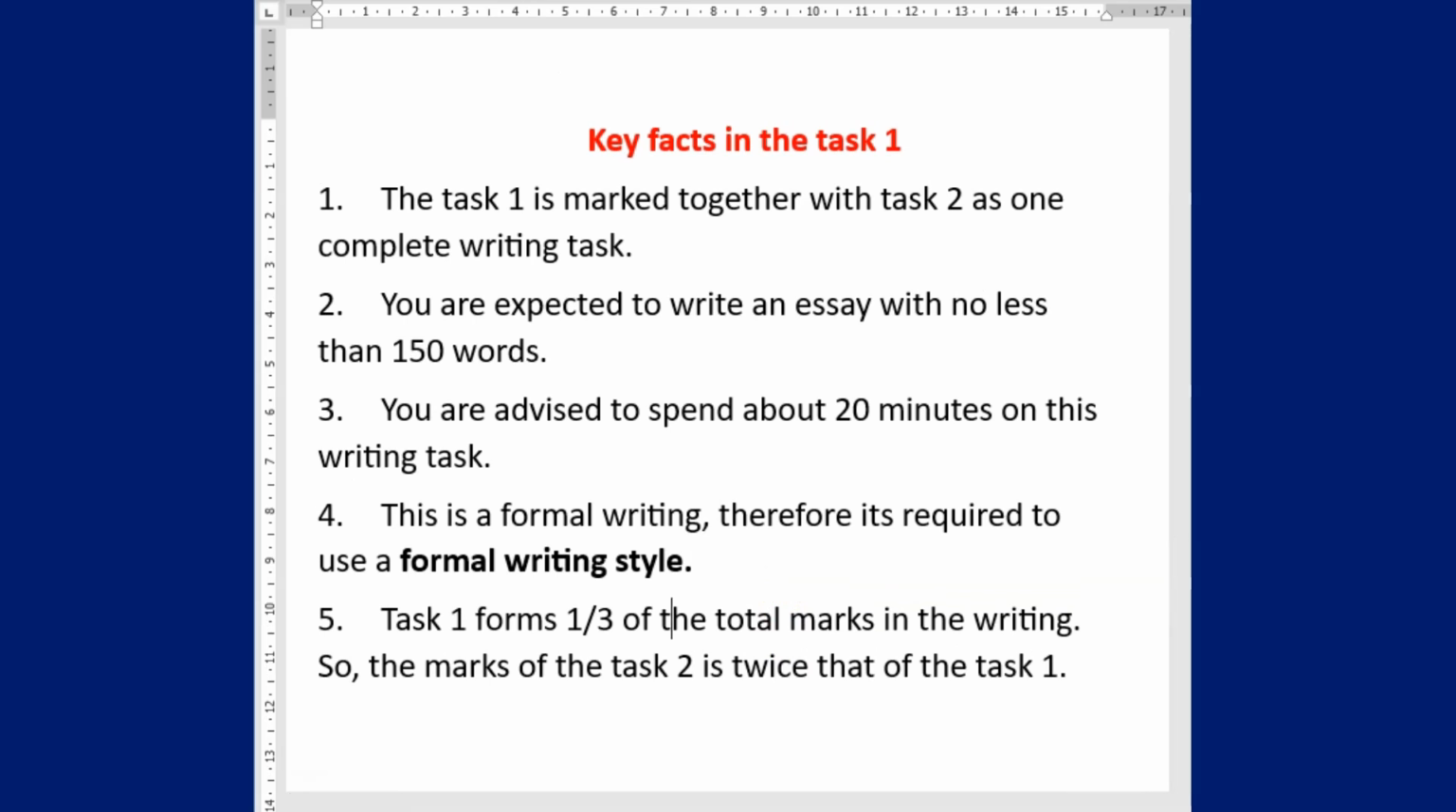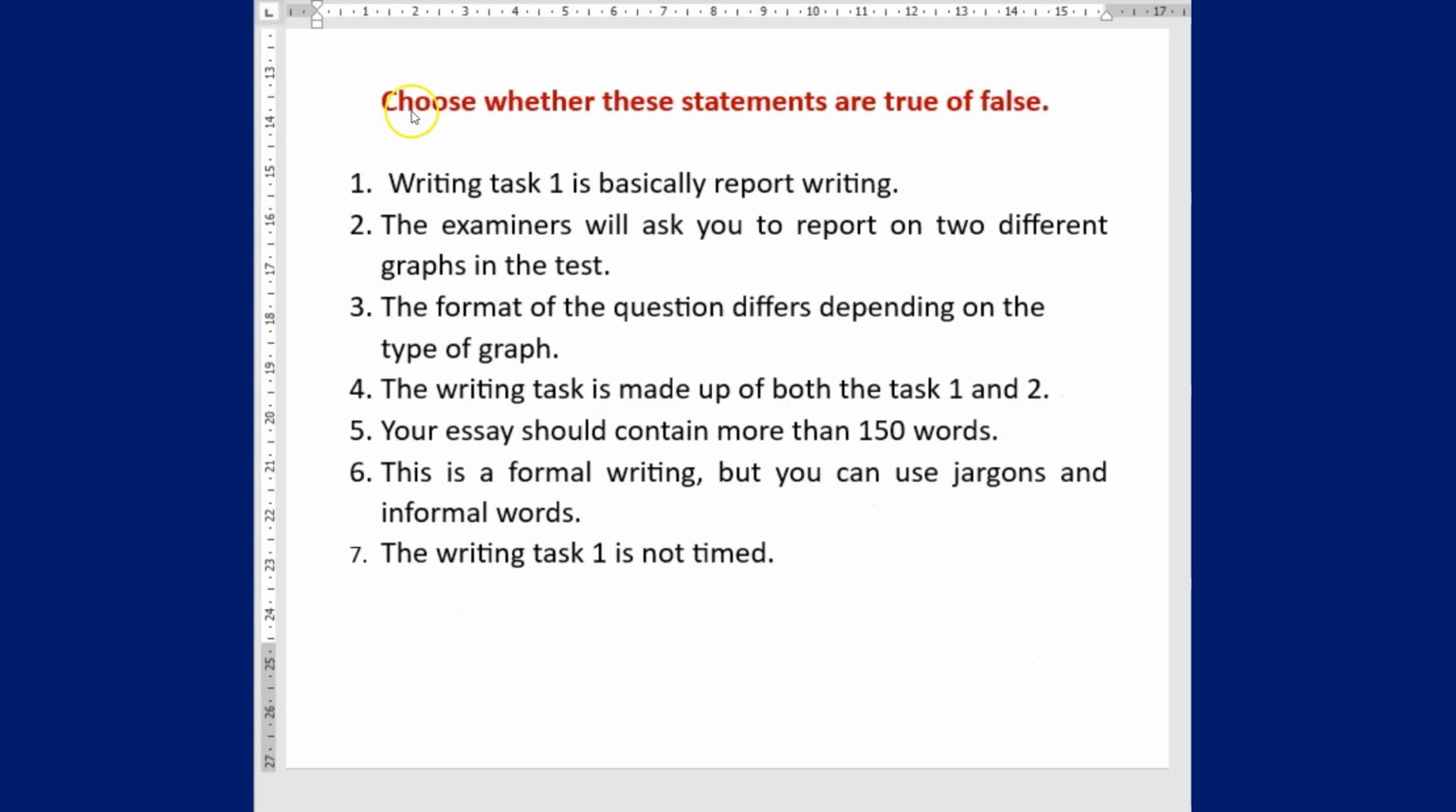To ensure that you have understood the overview of the academic writing task 1, I would like to give you a test now so that you can answer the questions and let me know whether you understand what has been given to you or not. Choose whether these statements are true or false. So this will be the test that I'm giving to you now concerning the overview. So choose whether these statements are true or false.